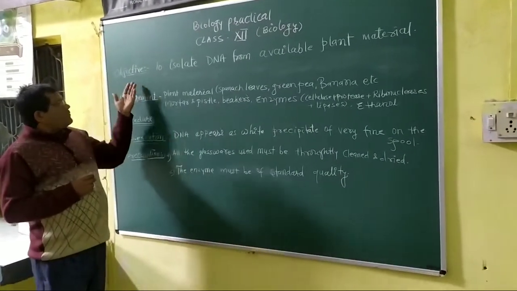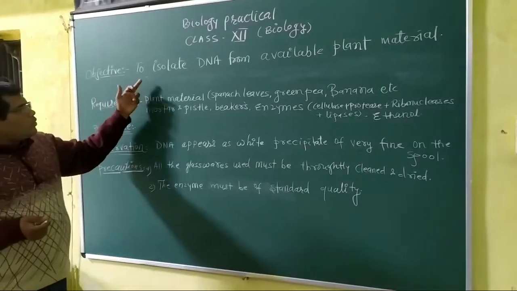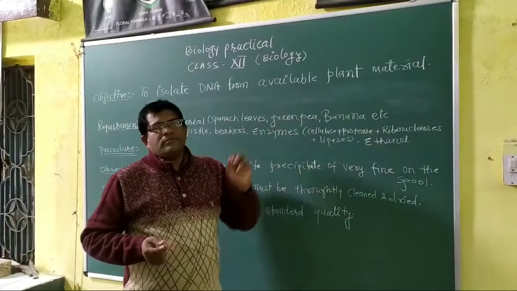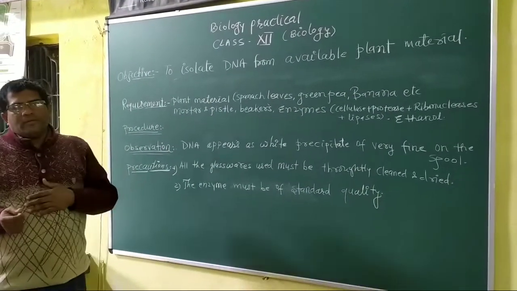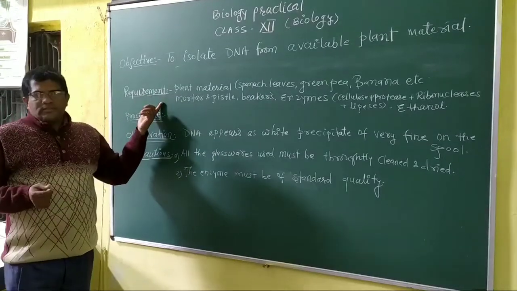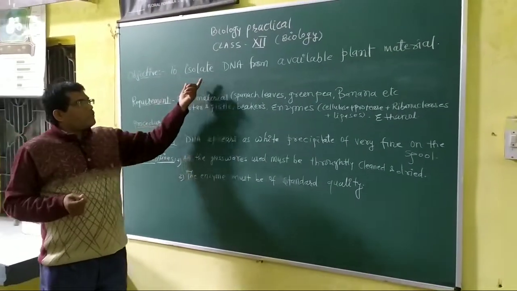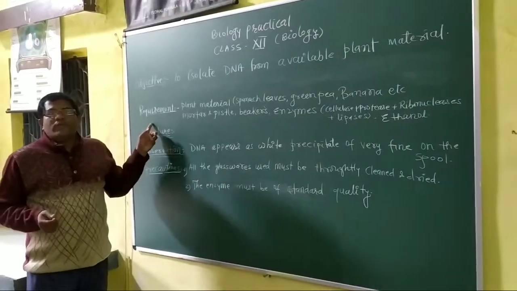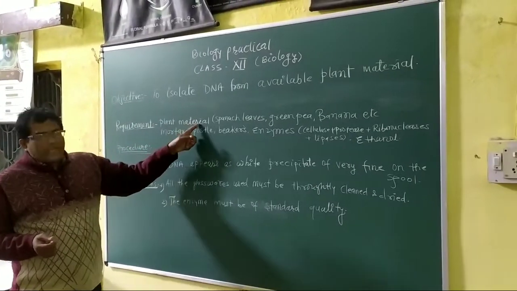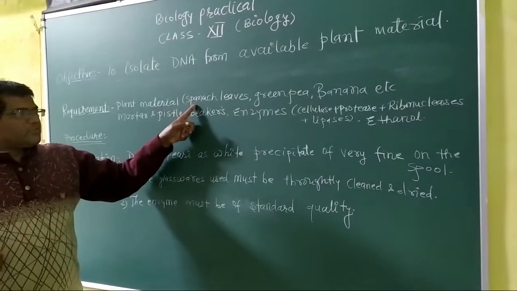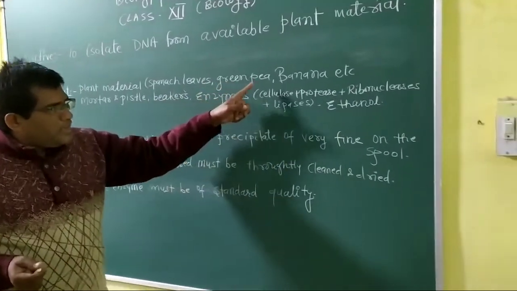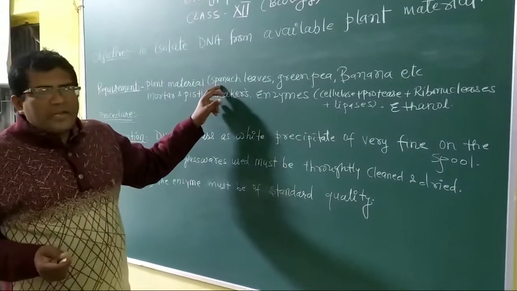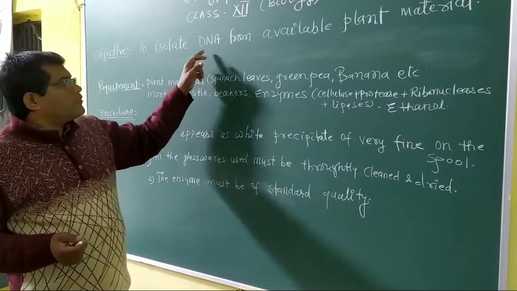The aim of the experiment, as it is mentioned, is to isolate DNA from available plant material. For this experiment we require many things, because we have to isolate the DNA. So students, for this DNA isolation, what do we require? We require plant material, such as spinach leaves, green pea, banana, or any material you are getting from a plant can be used to isolate the DNA.